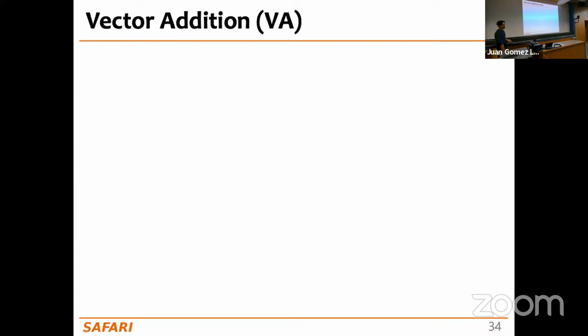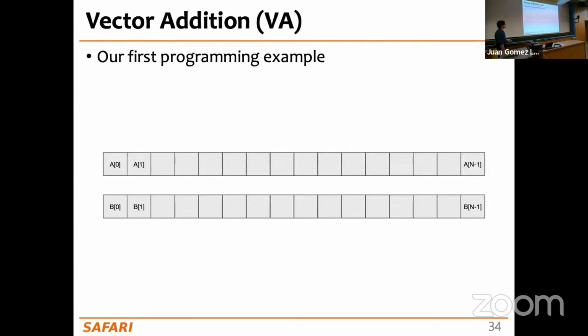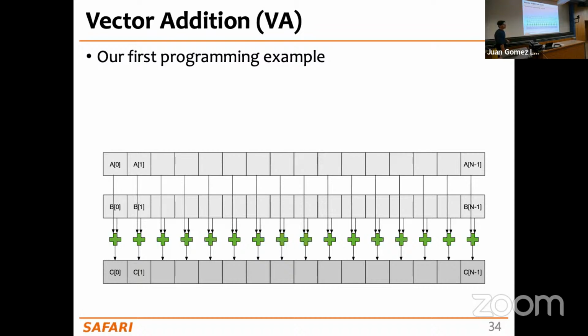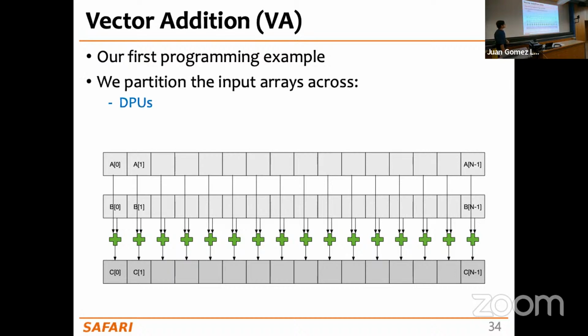And our first example is vector addition. We are going to start simple. In vector addition, as you know, we perform the element-wise addition of two vectors, A and B, and we store the results in another vector, the output vector C. The way that we compute this on a sequential CPU is by going one by one over the elements of A and B, performing an addition and storing in C.